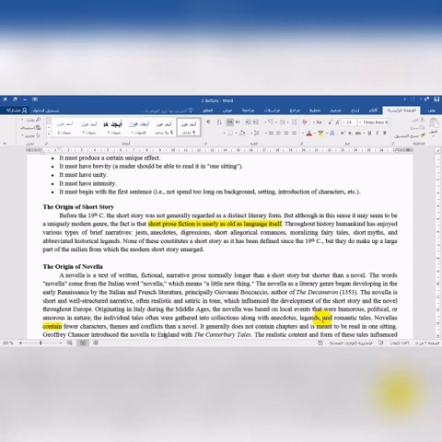What about the novella? It contains both characteristics. Sometimes it has fewer characters than the novel, and more than the short story. Sometimes it has more than one theme, meaning two or three themes at least.